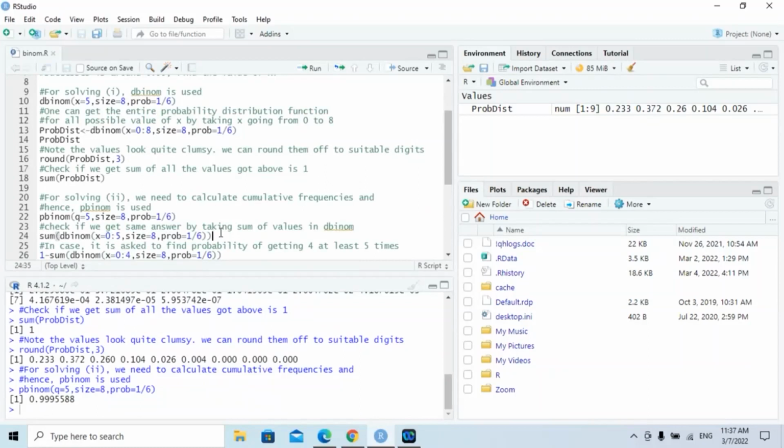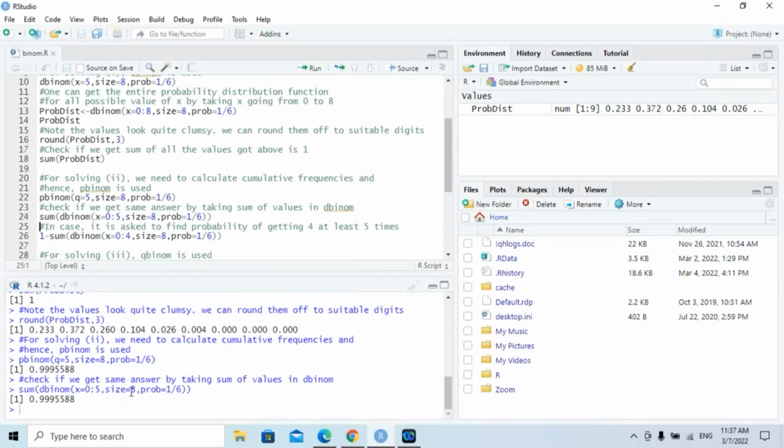I'm expecting that I should get the same answer as the one which we got in p binom. So let us check what we get over here. See, you can observe in the console, the 2 answers are exactly the same. So that's how that p binom function works.